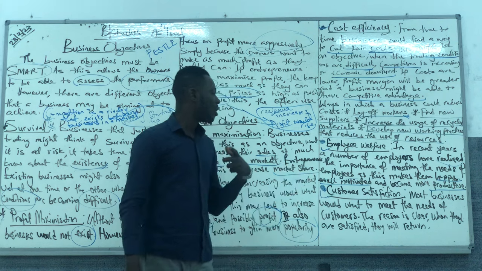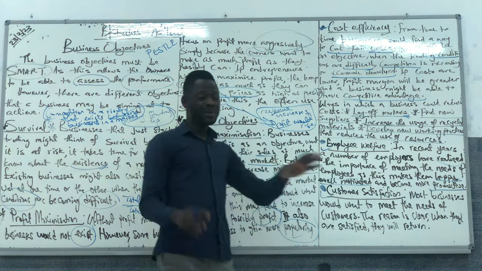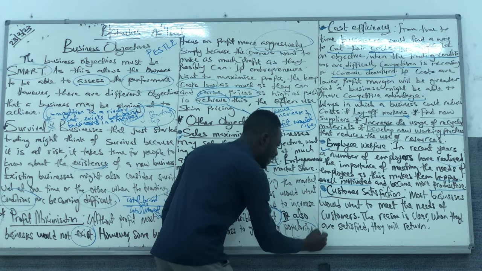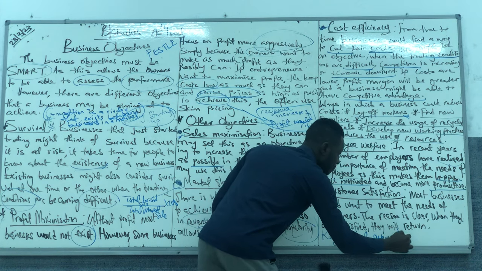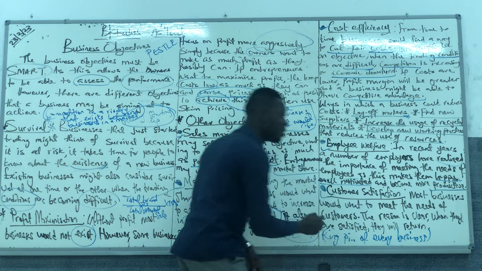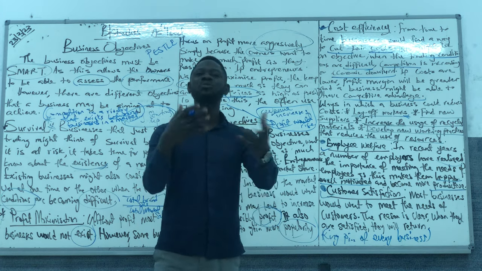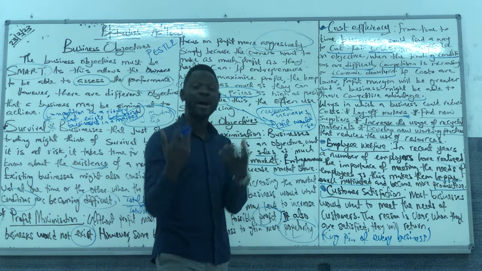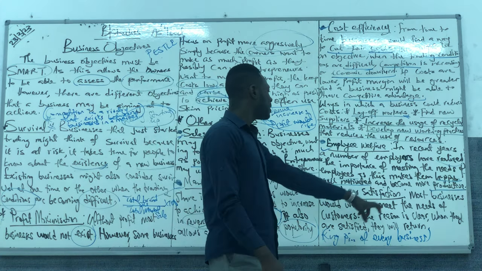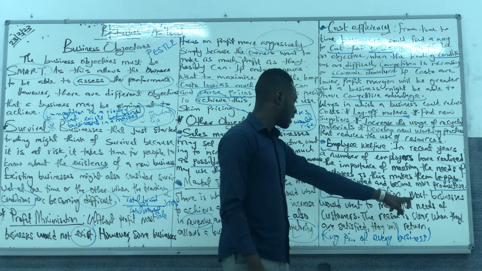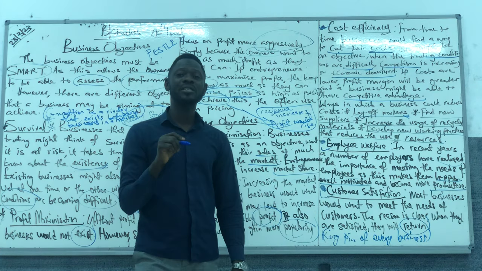Then the last objective is customer satisfaction. When talking about customer satisfaction, what does that imply? Remember, we said customers are the kingpin of every business. Which means, without customers, we don't even have a business. We never exist, because customers are the ones that buy our ideas. So, customer satisfaction. Most businesses will want to meet the needs of customers. The reason is that when they are satisfied, they will return. Customers will return. That is important.